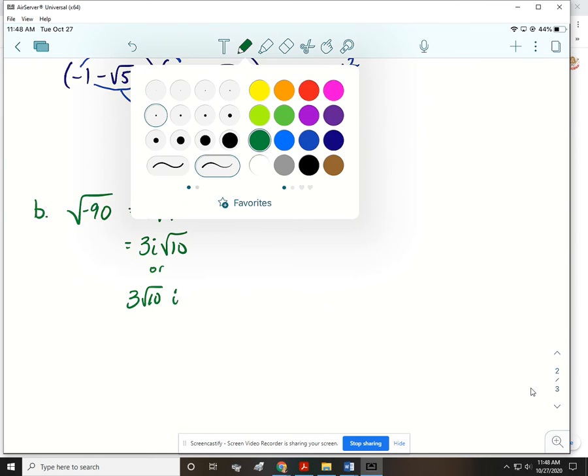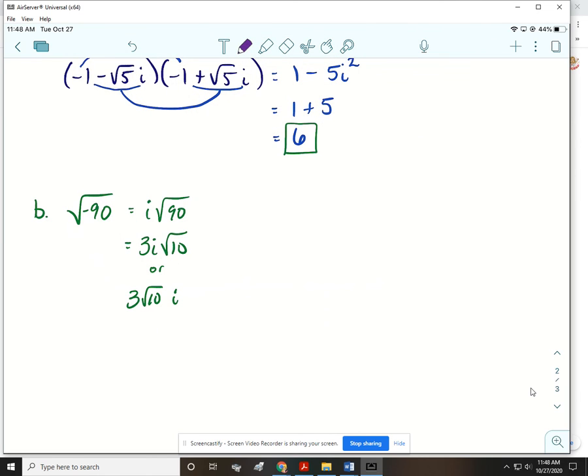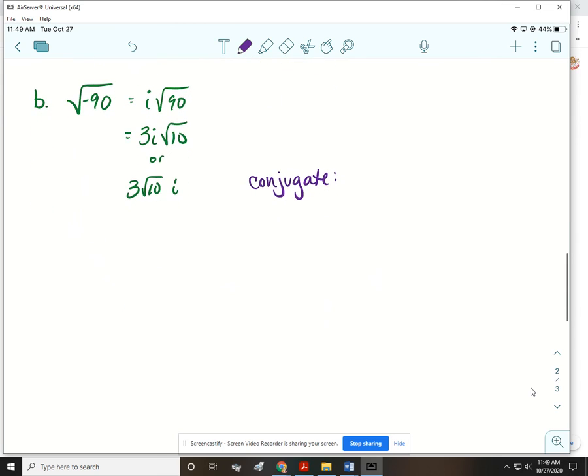So you guys take a second and write down what the conjugate of that is. All right, so remember, conjugates have the same real part. Well, the real part on this one is just 0, and they have opposite imaginary parts. So its conjugate is -3 square root of 10i.